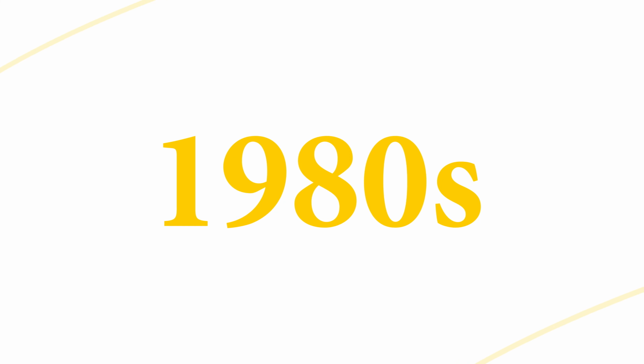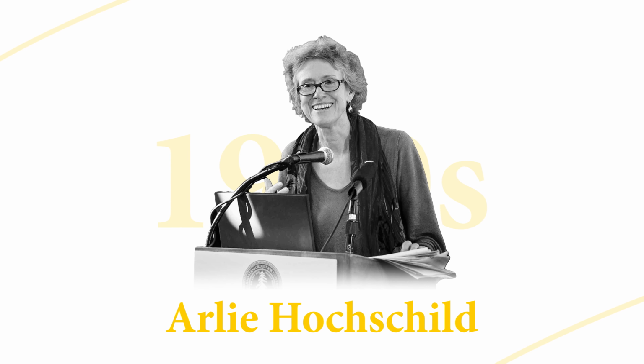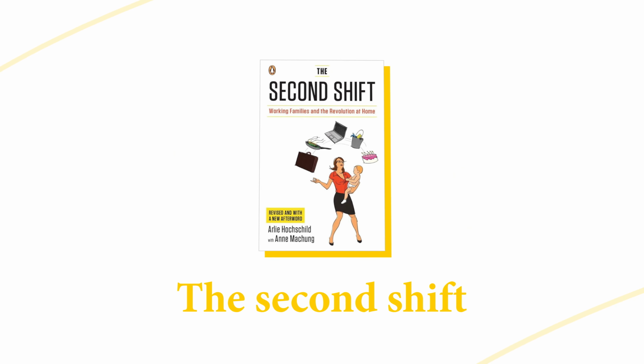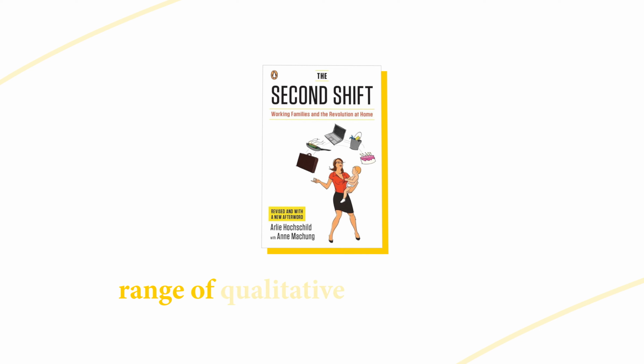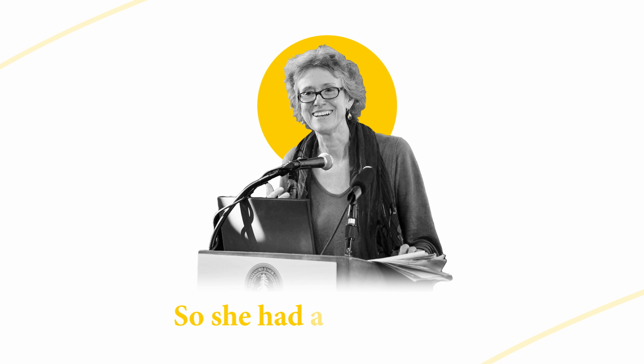In the 1980s, there was a sociologist at Berkeley University called Arlie Hochschild. She wrote a brilliant book called The Second Shift, and she used a range of qualitative methodologies to do the research for this book. So she had a hypothesis.